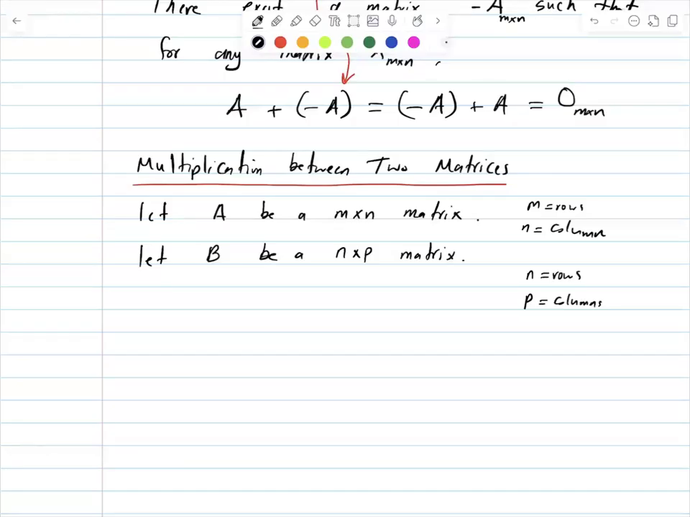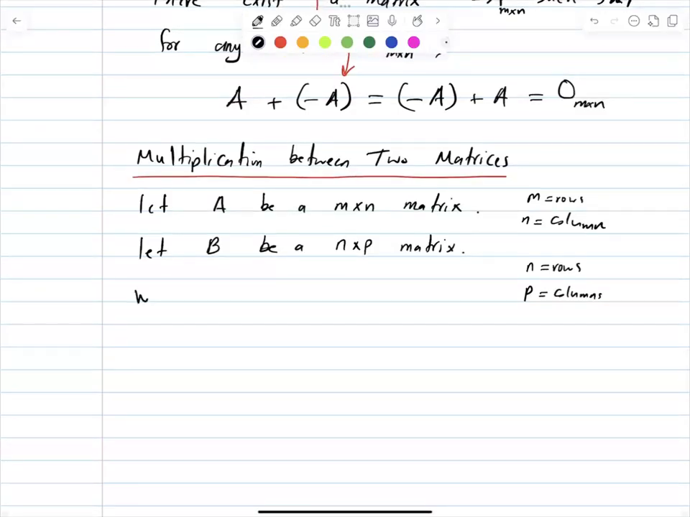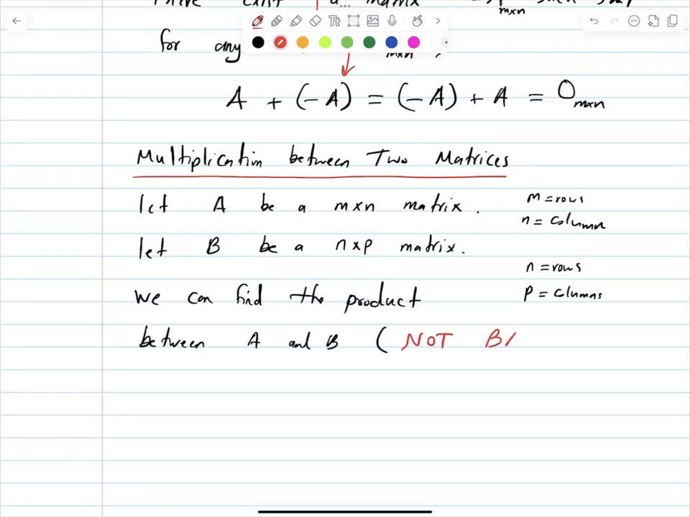We can multiply these two matrices together and find the product between A and B, but be careful, not B and A. Just a quick note here. Why is that? Because the number of columns of the first matrix must be the same as the number of rows of the second matrix. That's how you can define the multiplication between two matrices. So what is the operation?